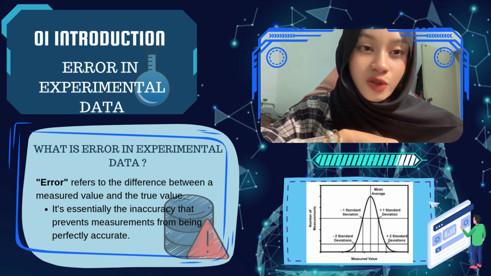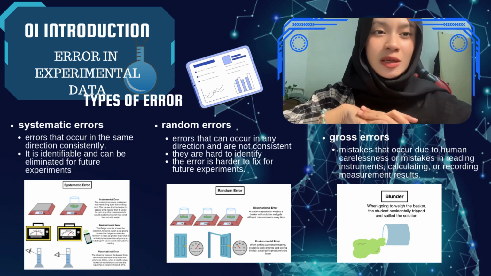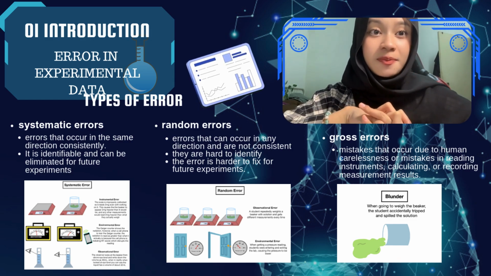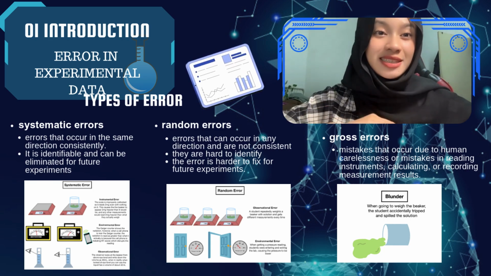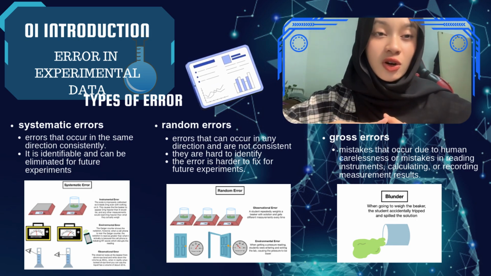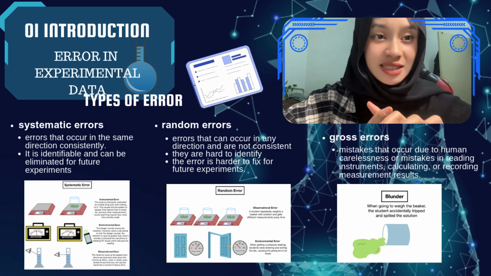By understanding this error, we can help the chemists to improve their method and skills, and we can make sure the results are trustworthy. Besides, in this experimental data, we have three types of error that occur. The first one is systematic error, the second one is random error, and the third one is gross error.